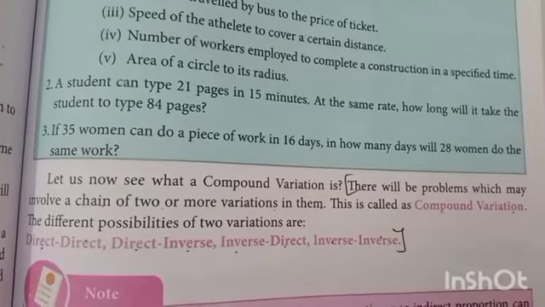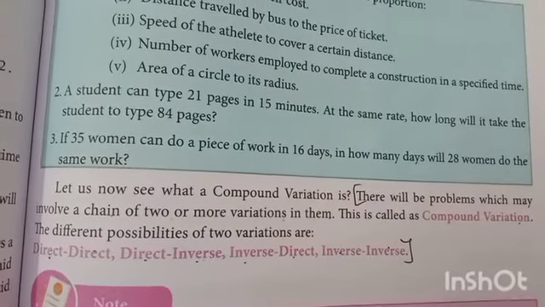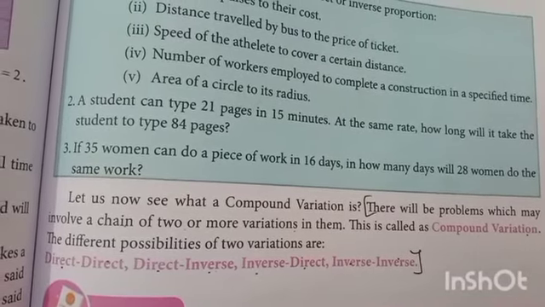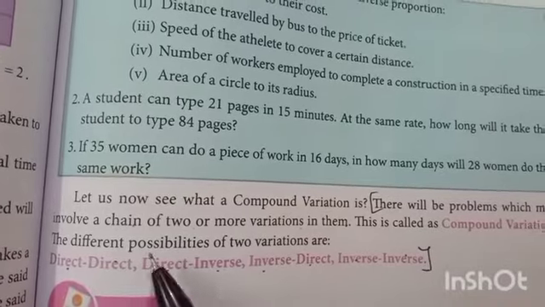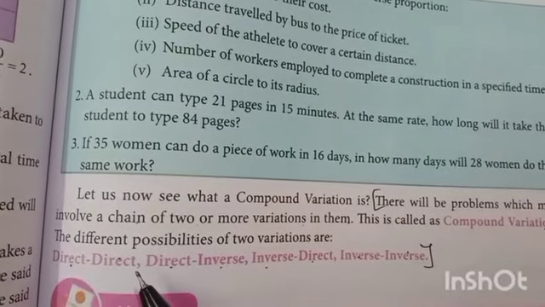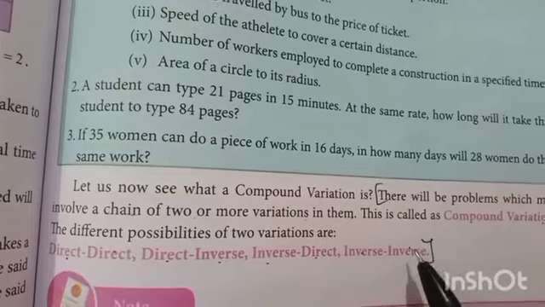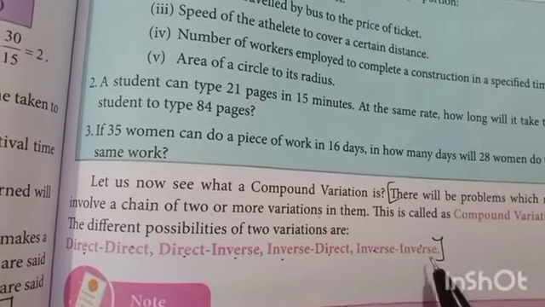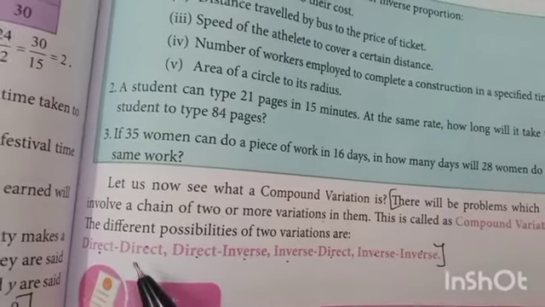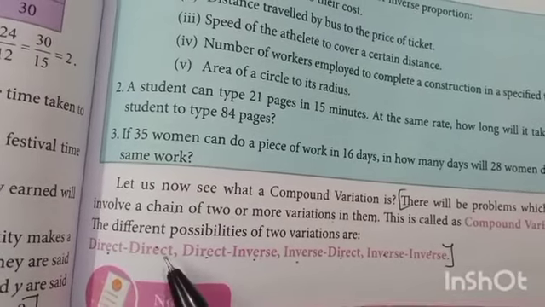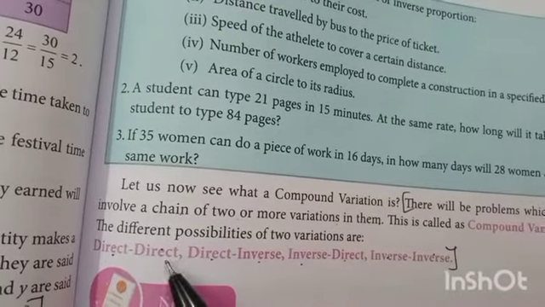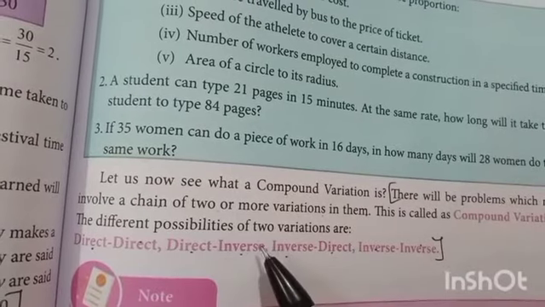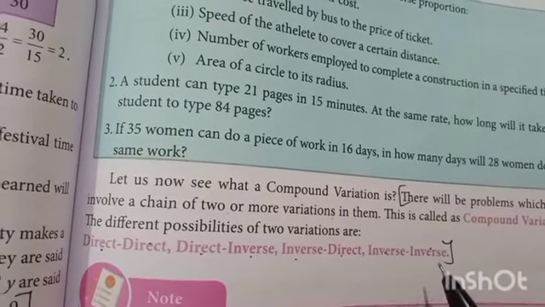Students, in the previous video you learned the definition of direct variation, inverse variation and compound variation. Then we did one example related to the direct method. Remaining, we have three methods: direct inverse, inverse direct, and inverse inverse. When we are comparing two, we get direct. For this method we are completed. Second method: direct inverse, inverse direct, inverse inverse.